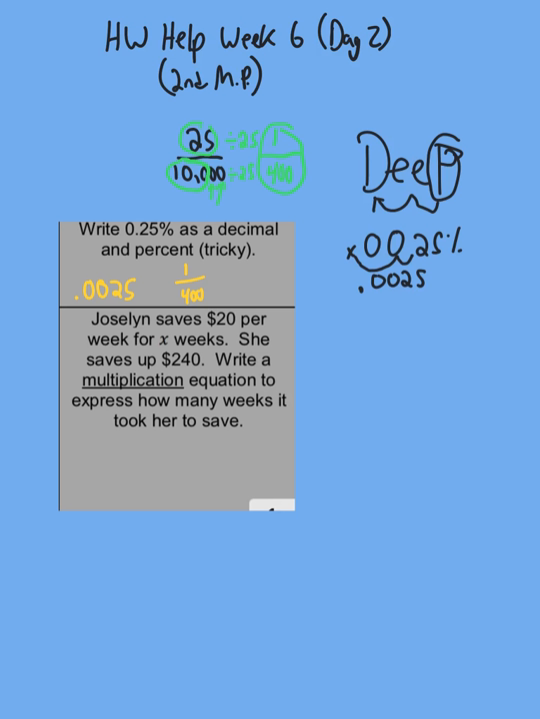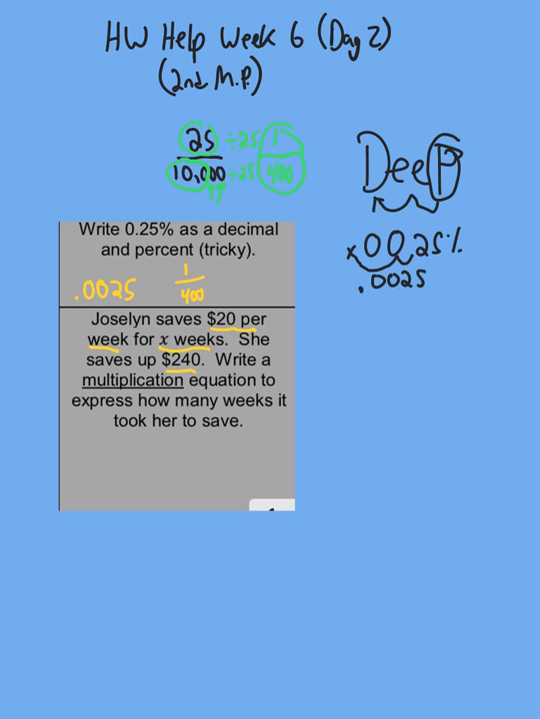All right, let's go down to the problem below. It says Jocelyn saves $20 per week for x weeks. She saves up $240. Write a multiplication equation to express how many weeks it took her to save. So here are our parts. She saves $20 per week for x weeks, and she has a total of $240.